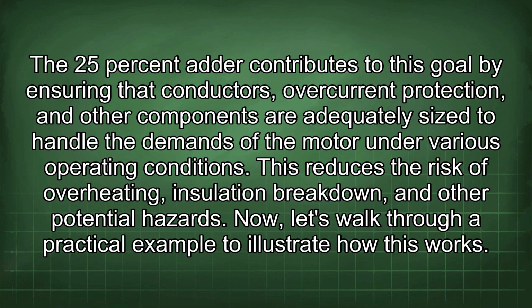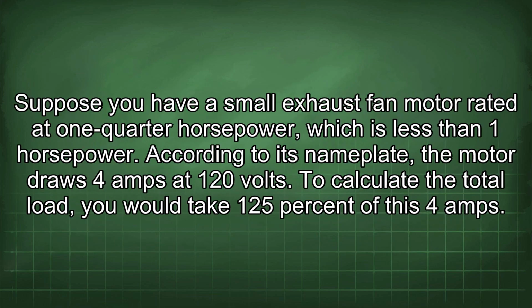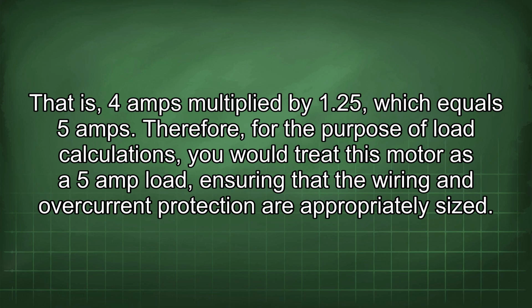Now let's walk through a practical example to illustrate how this works. Suppose you have a small exhaust fan motor rated at 1/4 horsepower, which is less than 1 horsepower. According to its nameplate, the motor draws 4 amps at 120 volts. To calculate the total load, you would take 125% of this 4 amps. That is 4 amps multiplied by 1.25, which equals 5 amps. Therefore, for the purpose of load calculations, you would treat this motor as a 5 amp load, ensuring that the wiring and overcurrent protection are appropriately sized.